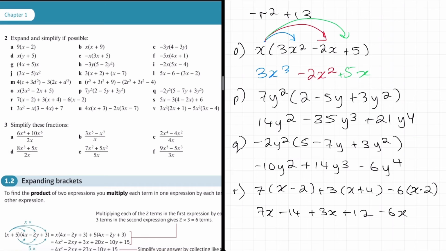That's why it's really important. Minus 6 times minus 2 is plus 12. Now when we collect like terms, we've got 7x, 3x minus 6x. That would give us 7 plus 3 is 10, minus 6 is 4x, and then we've got minus 14 plus 12 plus 12. So minus 14 plus 12 is minus 2. Minus 2 plus 12 is plus 10.